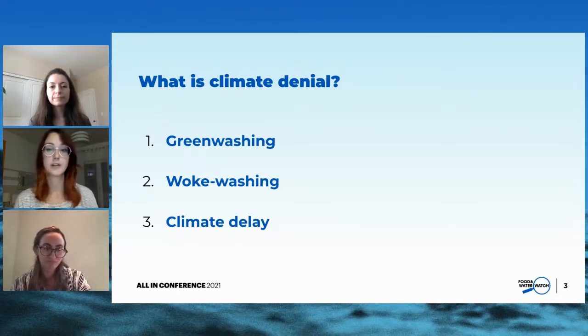Lastly, climate delay is often employed by industries and corporations to make the climate crisis seem less urgent than it actually is. This strategy often happens in tandem between industries and government, which ultimately means that governments don't follow up on their climate action goals.